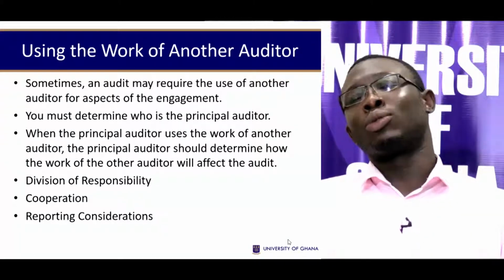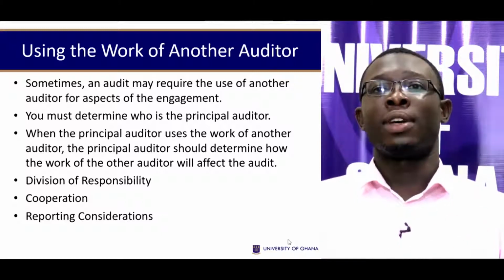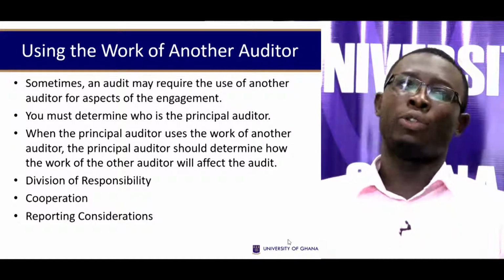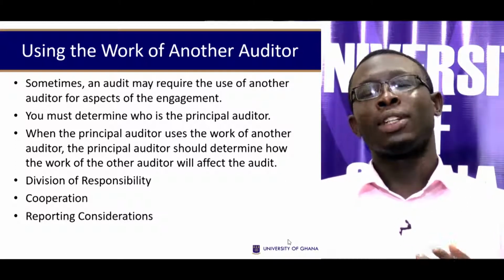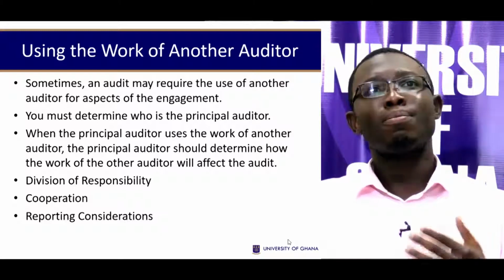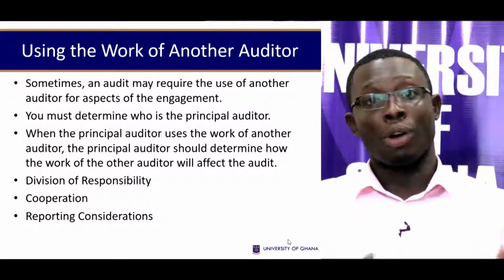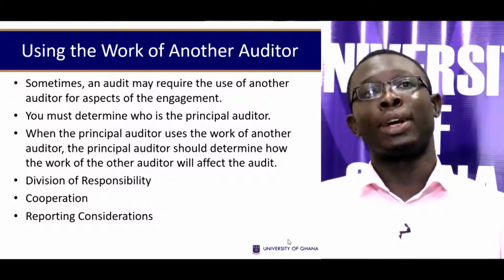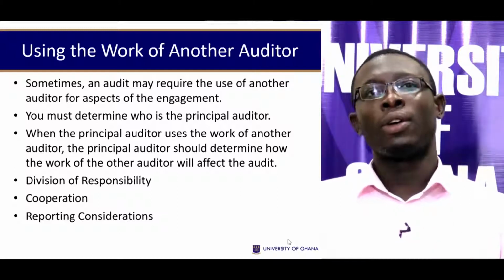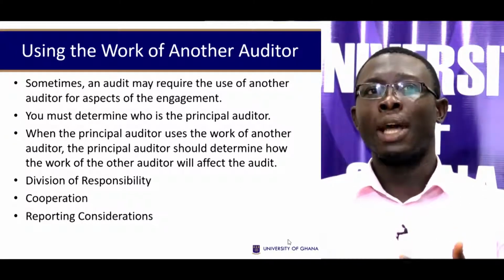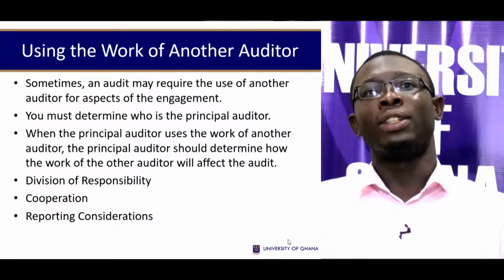Using the work of auditors, we are going to consider certain aspects where evaluation and review comes in handy. Sometimes an audit may require the use of another auditor for an aspect of the engagement. You must determine who is the principal auditor to avoid conflict and difficulty in coming to agreement. When the principal auditor uses the work of another auditor, the principal auditor should determine how the work of the other auditor will affect the audit.